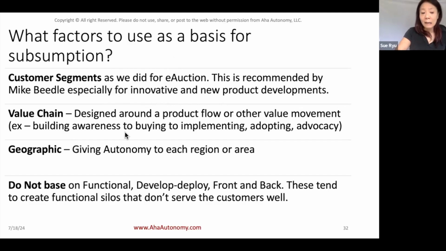Another way it can be done is by looking at the value chain. And as the organization grows, you could look at geography. But whatever you do, do not do it by functional-based subsumption. Just because you're using subsumption, if you do it by function, you're just going to end up with what you used to have in the old days.